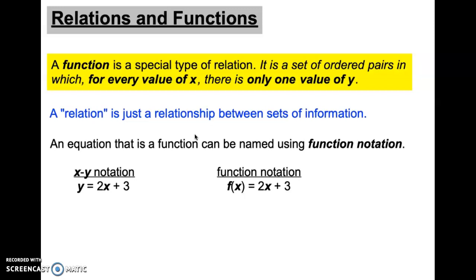An equation that is a function can be named using function notation. Up until grade 11, mostly we used xy notation, so we would write things as y equals 2x plus 3. But because this is a line, and lines are functions, we can actually write it as f of x equals 2x plus 3. We do this because by naming the function, we can differentiate between multiple functions, and it also allows us to tell what we've evaluated the x at. So it gives us more information.